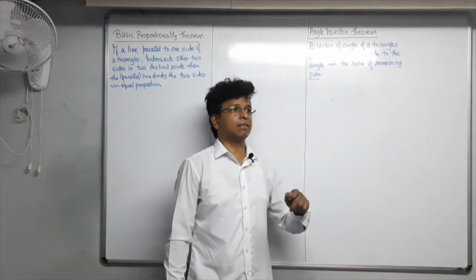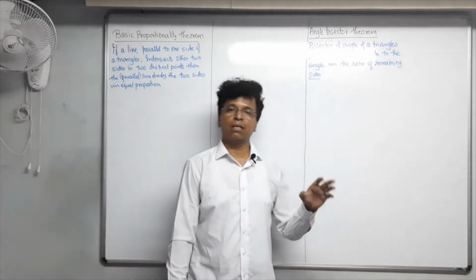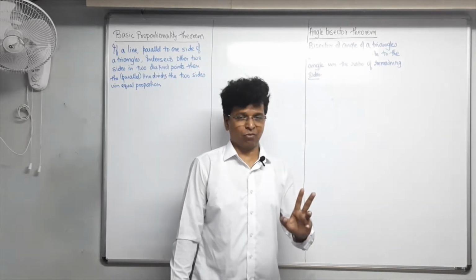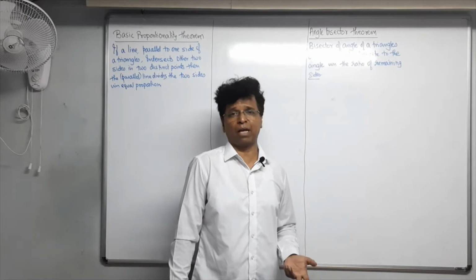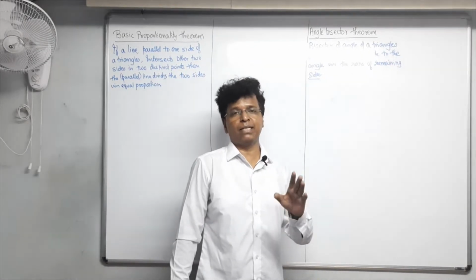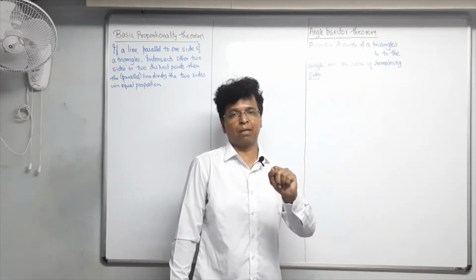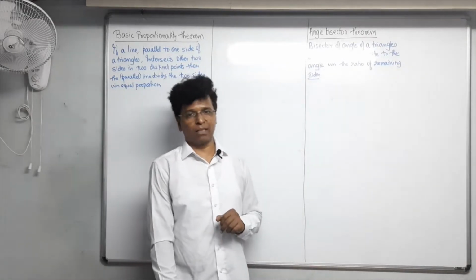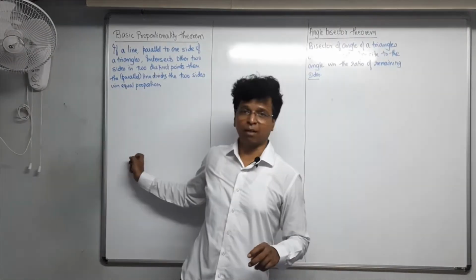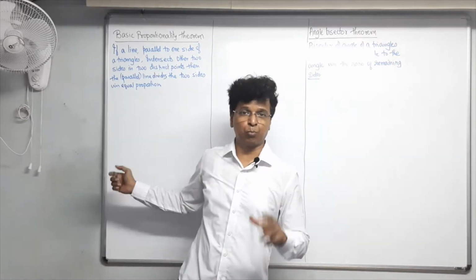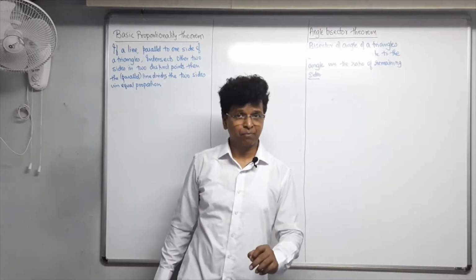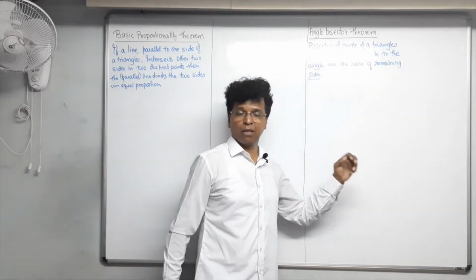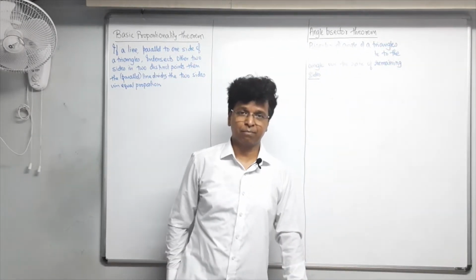And after that, the last one that remains is intercepts made by parallel lines. 3 parallel lines, maybe 4 also can be there. But basically we take 3 parallel lines and we have to understand the intercepts made by them. That we don't have to prove as such. But of course these 2 theorems, the basic proportionality theorem and the angle bisector theorem, we should know how to prove very nicely.